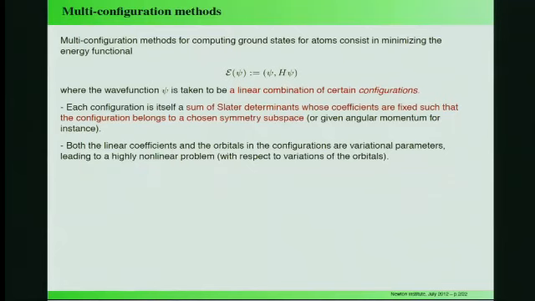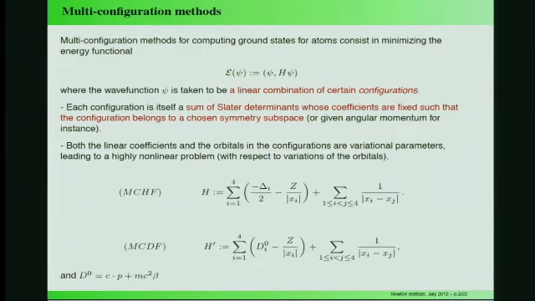Okay, and so what is free? As I said, the coefficients inside the configurations are already fixed. What is free is the coefficients in the linear combination of these configurations, and also the orbitals, the radial part of the wave functions in the Slater determinants. So this is more or less the multi-configuration method.